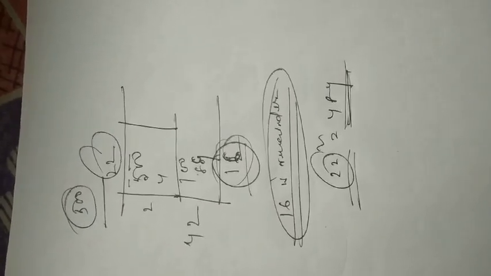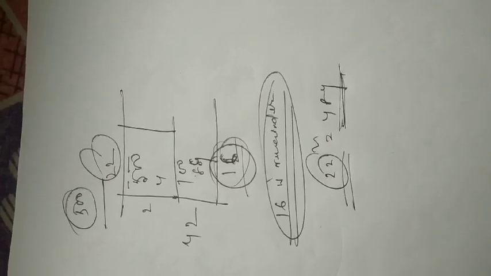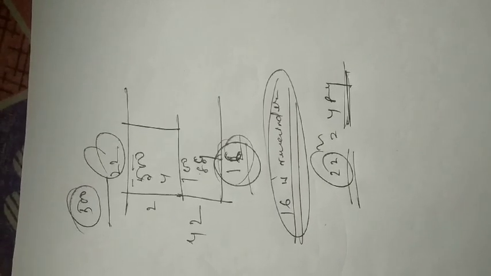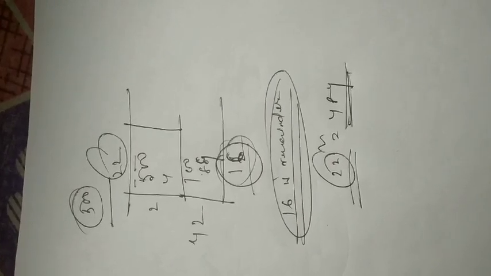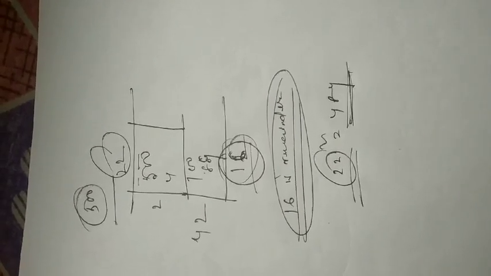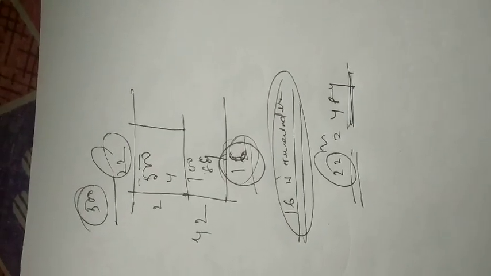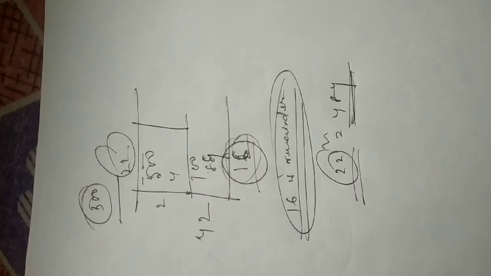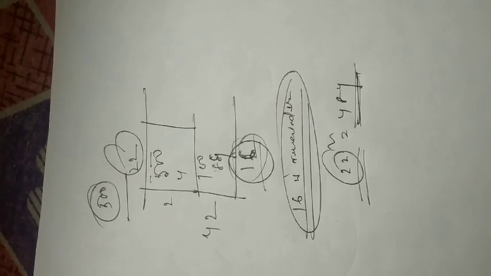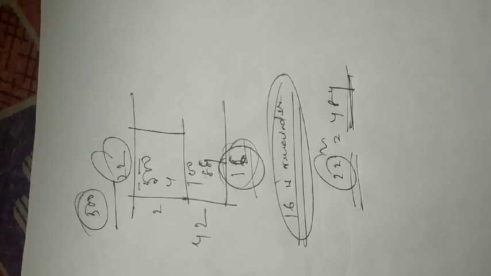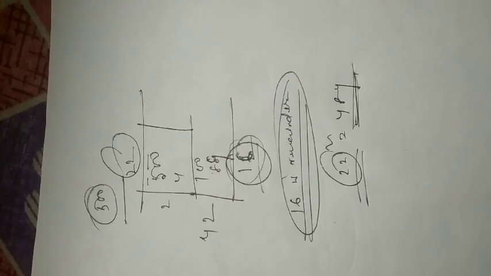So if I remove 16 children from 500 students, I'll get equal number of rows and equal number of columns in the drill. So the answer is 16. So children, the answer is 16. You will write the answer in this way: 16 children should be removed from the group so that it becomes a perfect square, or equal number of rows and equal number of columns can be made.